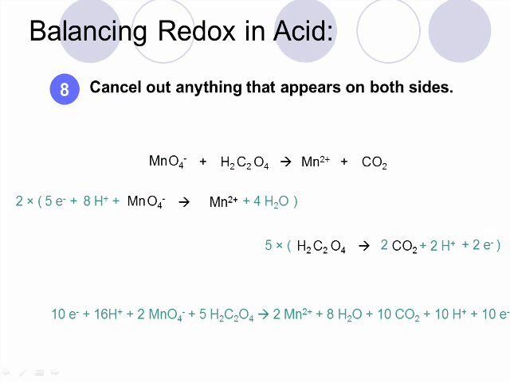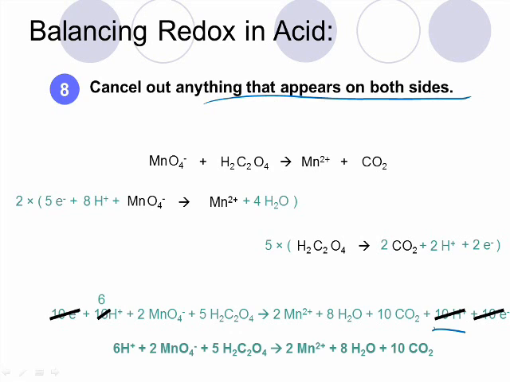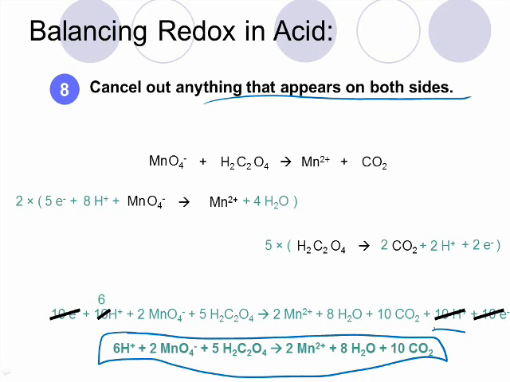We're going to cancel out anything that appears equally on both sides. So the 10 electrons we can cancel out. The 16 hydrogens there can cancel out with 10 here, but we're left with 6. And that looks like it's all we can do to cancel it out. And this is the final balanced equation. So you can see what a bear that is, and it would have been pretty intense just to try and balance that in a normal fashion.